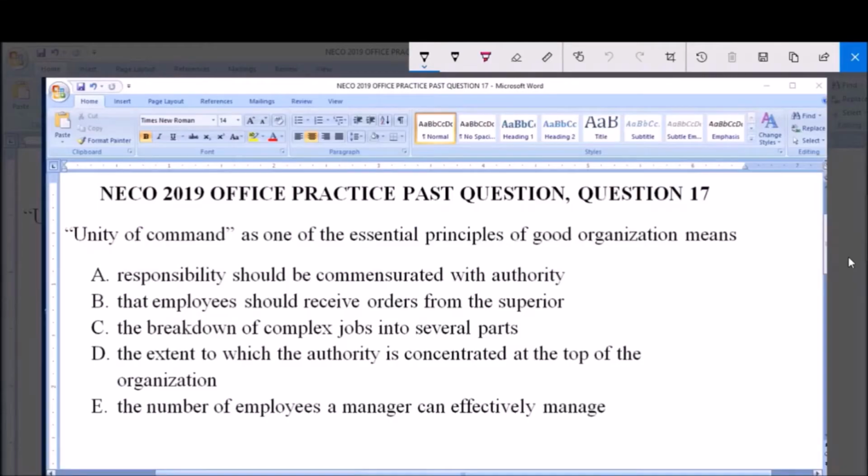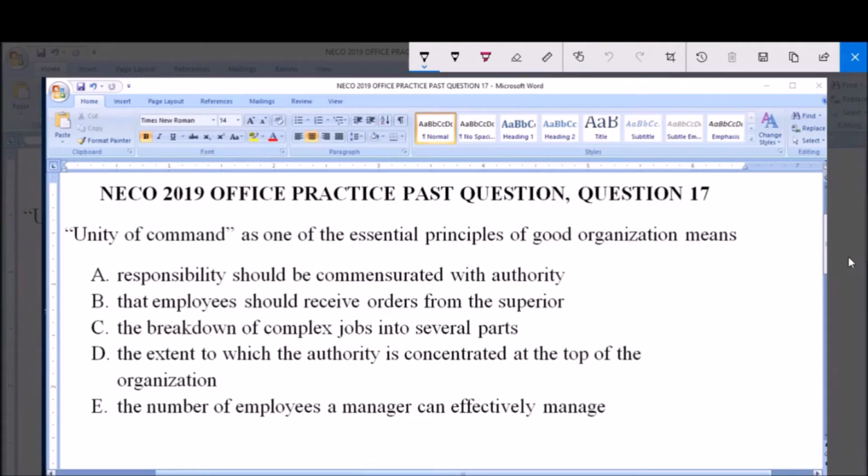Hello, good day and welcome. I will be answering NECO 2019 Office Practice Past Question, question 17. Unity of command as one of the essential principles of organization means: A. Responsibility should be commensurate with authority. B. That employees should receive orders from the superior. C. The breakdown of complex job into several parts. D. The extent to which the authority is concentrated at the top of the organization. And E. The number of employees a manager can effectively manage.